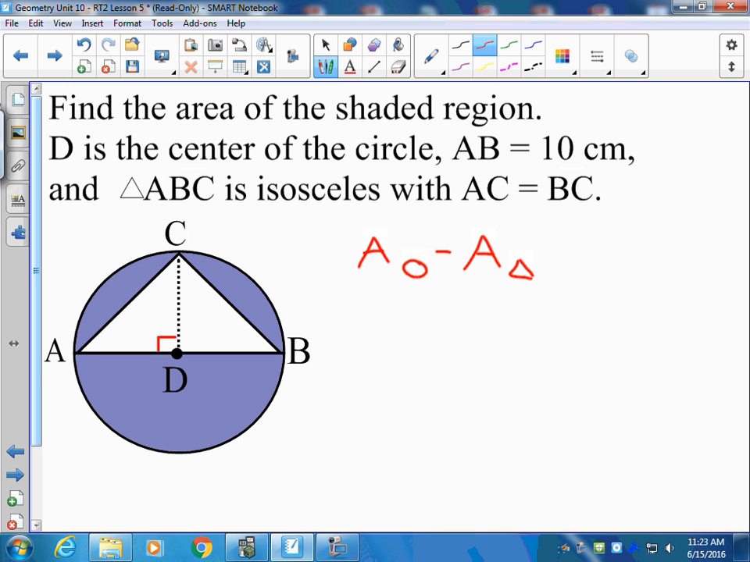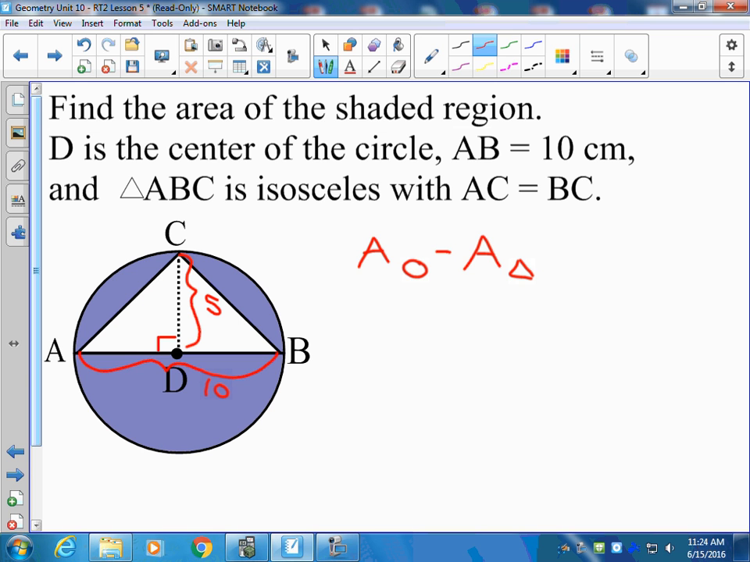We need the base of the triangle, which we're given here. AB is 10. And now we also need the height of the triangle. In this case, the height of the triangle is the radius of the circle. If we notice, we've got a diameter of 10, so we have a radius of 5. Now we have the pieces that we need. We didn't have to use any special triangles here. We could use the idea of the circle and the radius to help us solve this one.